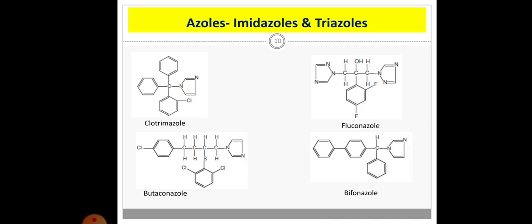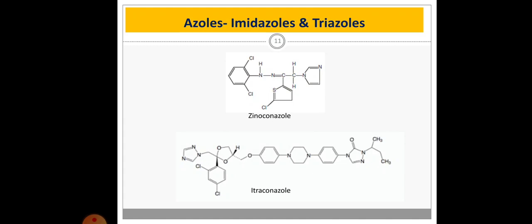As you can see, fluconazole contains a triazole heterocyclic ring as the parent moiety, as well as butaconazole, bifonazole and clotrimazole contain an imidazole heterocyclic ring as the parent moiety. Continuing with the azoles, a few more examples include sertaconazole, itraconazole. This is the structure of sertaconazole. This is the structure for itraconazole.